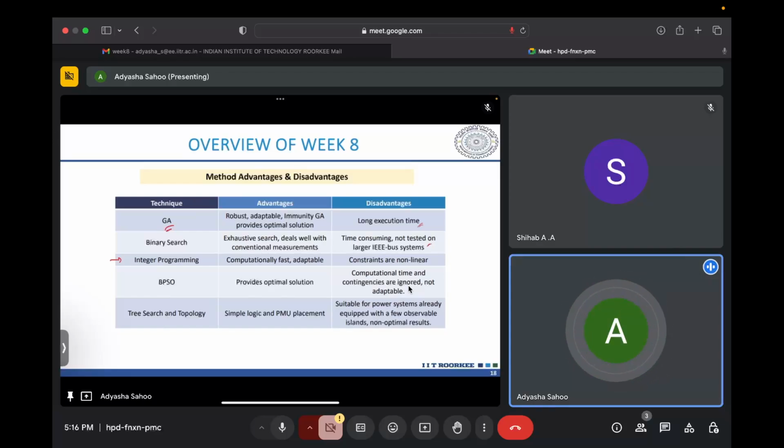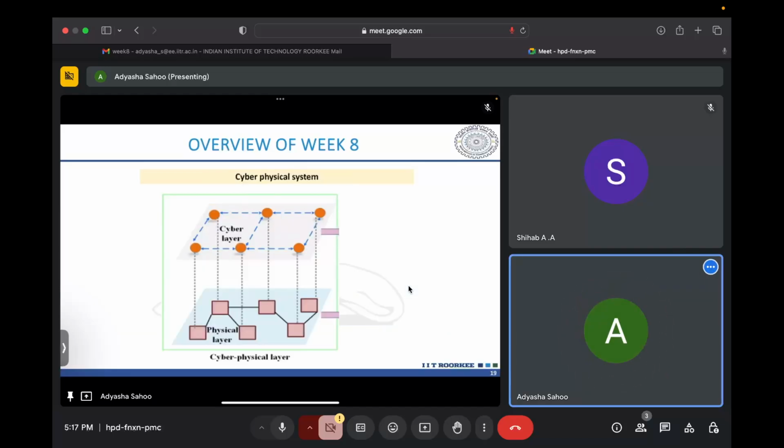So depending upon your application, you can choose your algorithm, whether you want the solution quickly or you want an optimal solution and you are not bothered about the computational time. That completes the optimal PMU placement problem. The next discussion is on cyber physical systems.